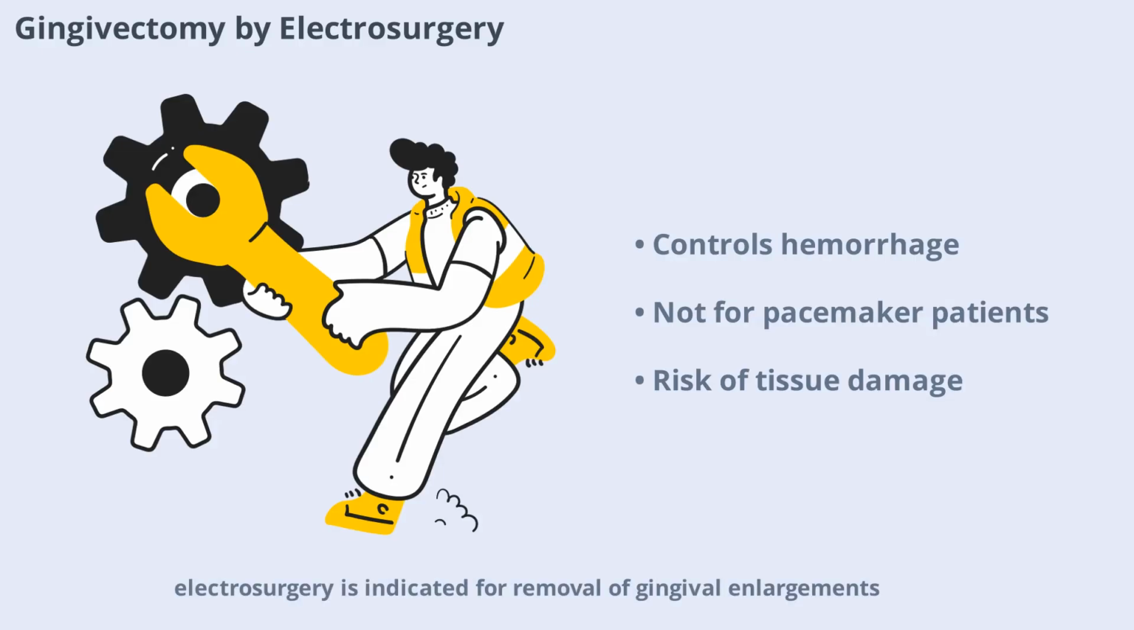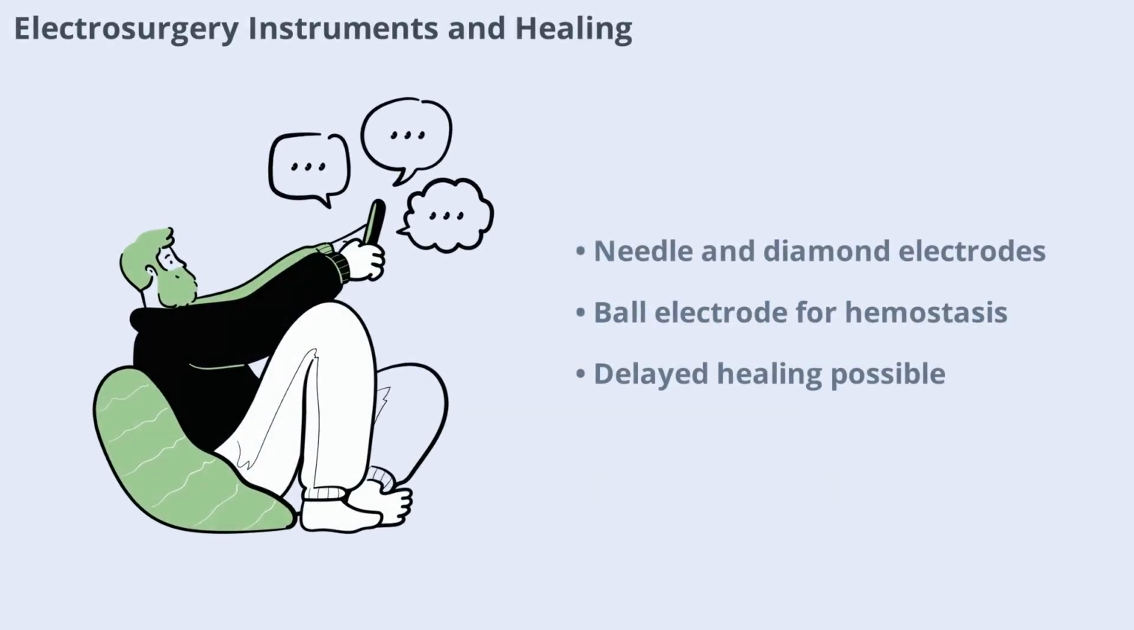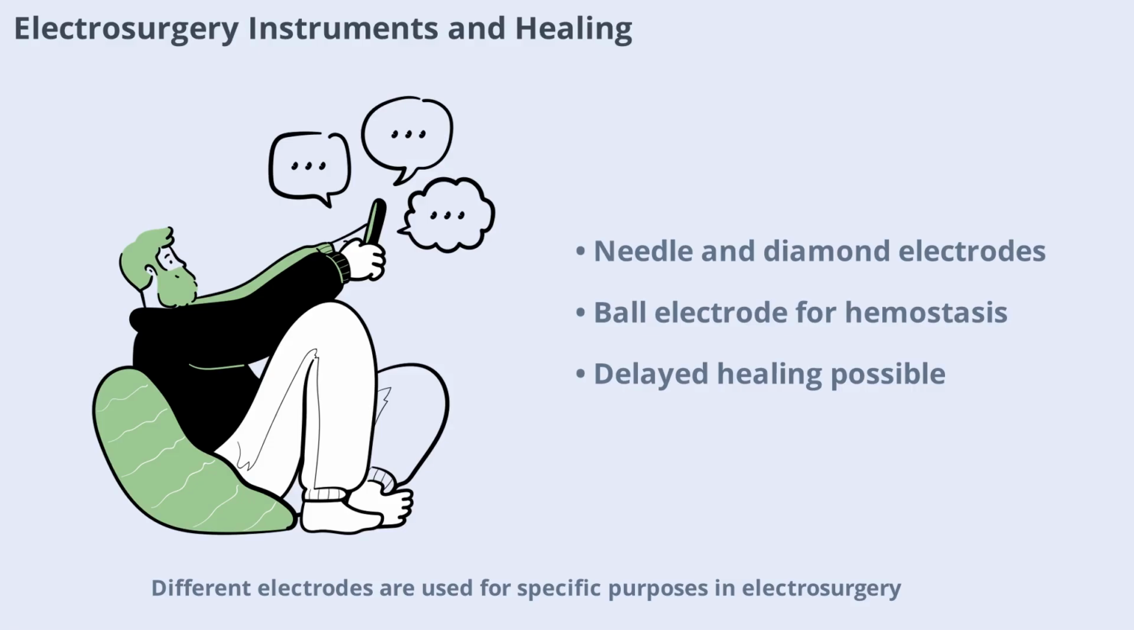Despite these disadvantages, electrosurgery is indicated for removal of gingival enlargements, gingivoplasty, relocation of frenum and muscle attachments, and incision of periodontal and pericoronal abscesses. Different electrodes are used for specific purposes in electrosurgery. Needle electrodes and diamond-shaped electrodes are used for festooning during gingivoplasty. Ball electrodes are used for hemostasis, and loop electrodes are used for relocating frenum and muscle attachments.